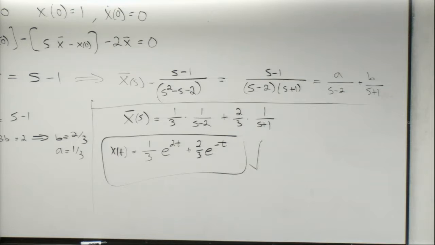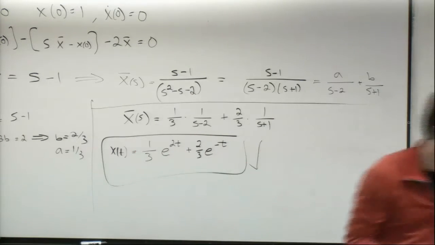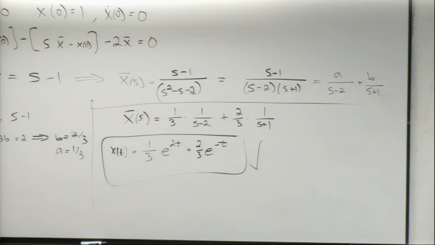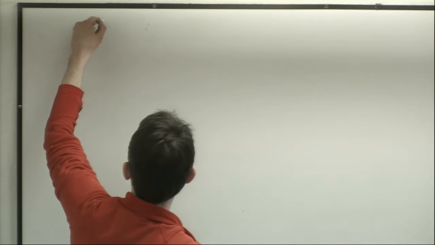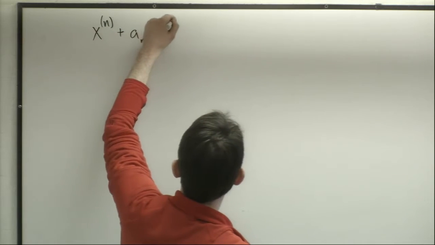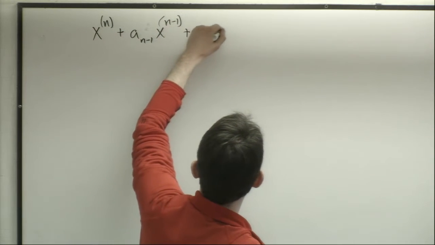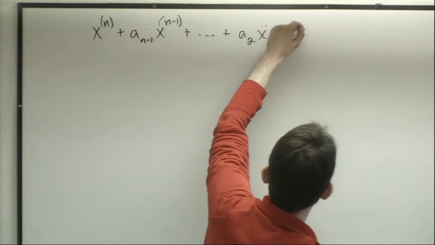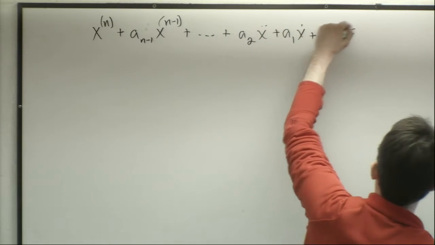Okay, so the last thing I'm going to do is show you the general case. All right, so let's say that I have a really high order differential equation like x nth derivative plus some coefficient times the n minus 1th derivative plus dot dot dot plus a2 x double dot plus a1 x dot plus a0 x equals 0.